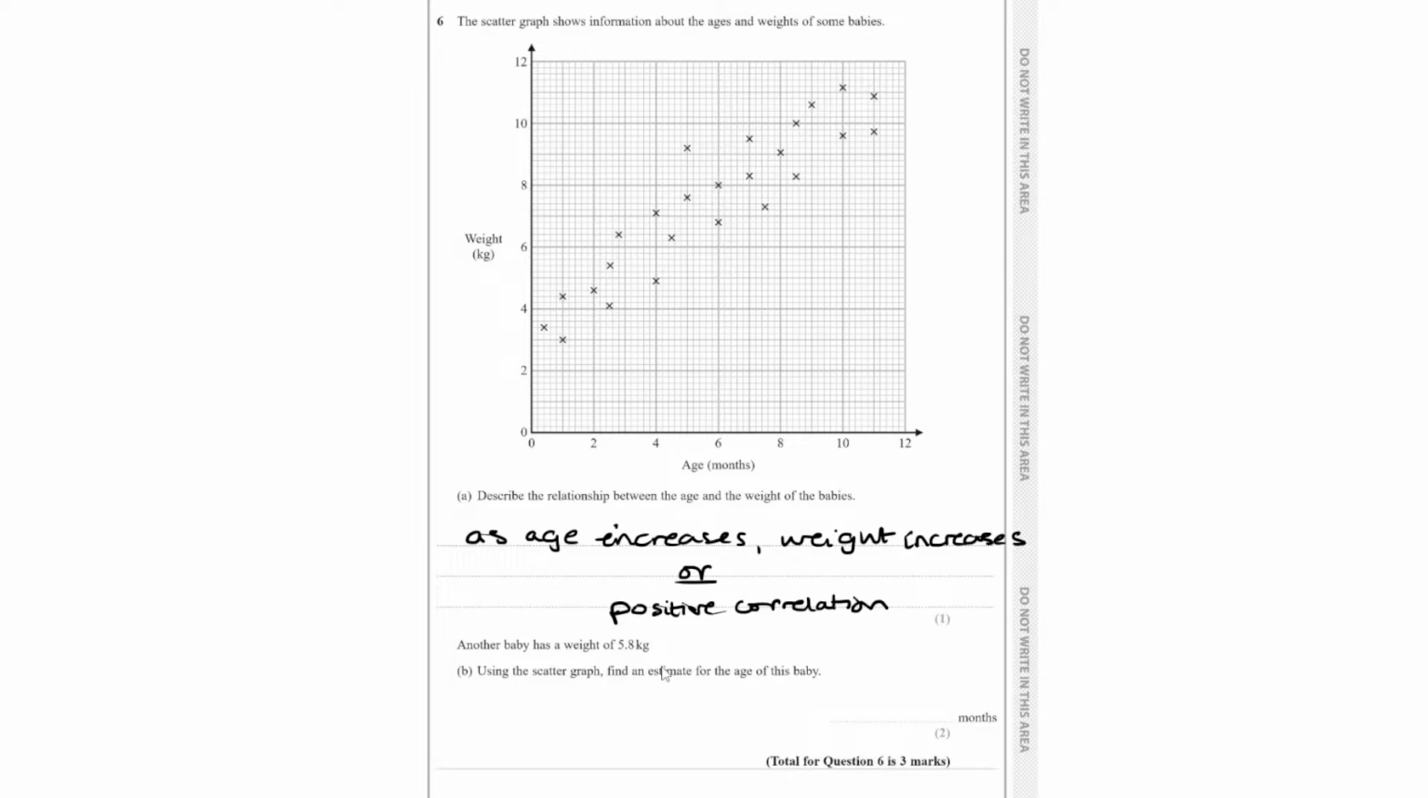So part B, another baby has a weight of 5.8 kilos, using the scatter graph, find an estimate for the age. What I tend to do is when they ask you to use the scatter graph to find an estimate, we normally want to draw a line of best fit. So you're going to get your pencil and your ruler and draw a line of best fit. A line of best fit is where we try and draw a line through the points, here there's quite a strong correlation, and try and have just as many points above your line as there are below. So it's kind of halfway through the points as best you can.